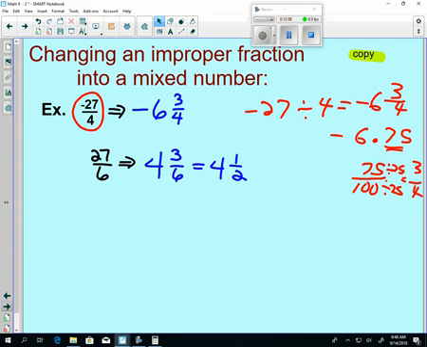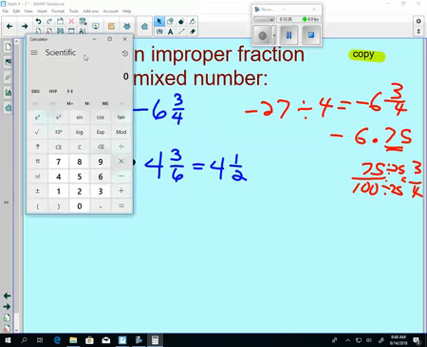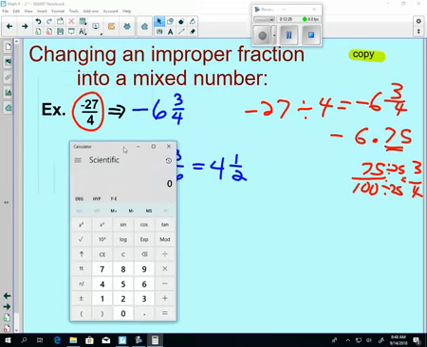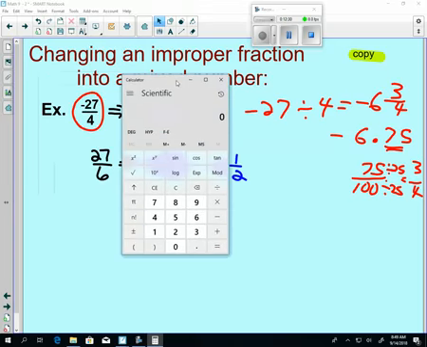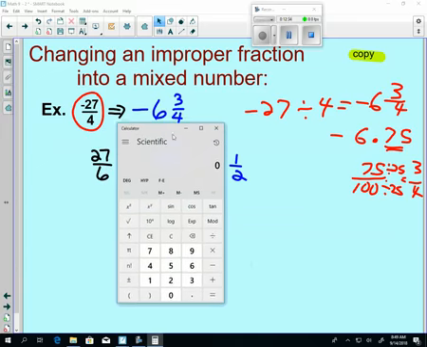Just to show you how it works on the calculator, to make sure you know how to enter it, let's bring up our calculator again. All right, so we wanted it to change. I'm going to clear this first. Okay, minus 27 over 4. Let's see if I can get this moved over here.